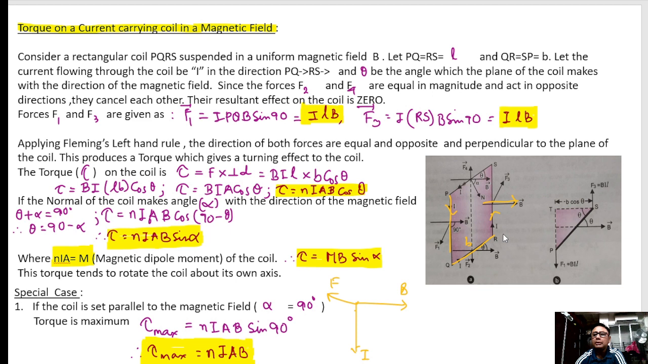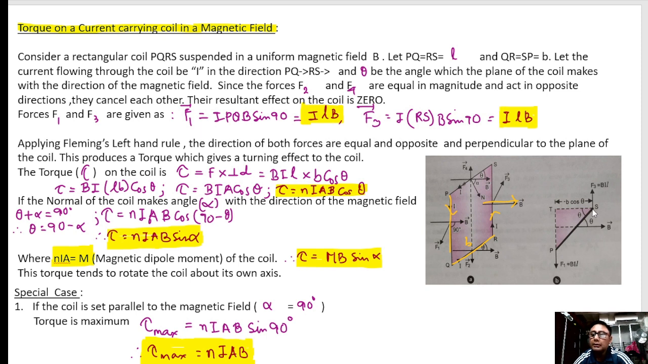Similarly, on RS, the magnetic field is this, the current is this, so the force acting on this should be this. Now these forces acting on PQ and RS are in opposite directions. So what will happen is that they will cause a turning effect and the coil will turn. So please watch here.